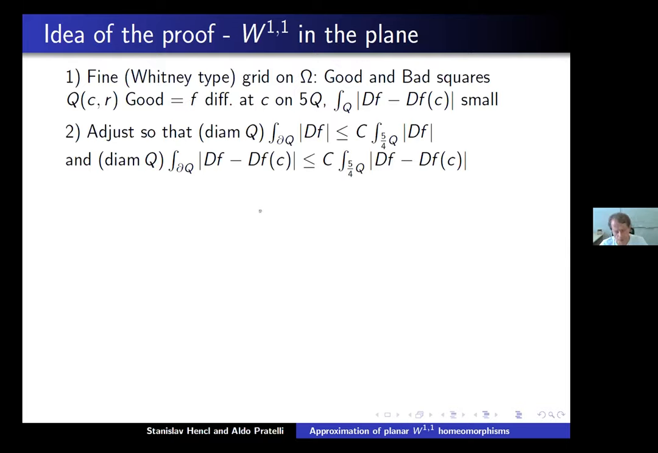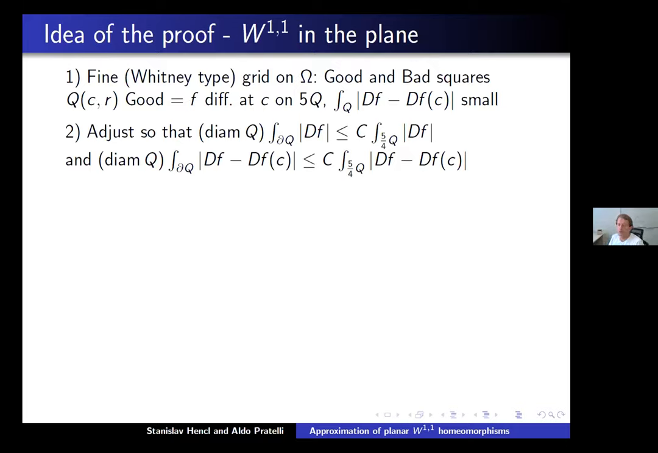So now what we do, we would like to know that the integral over the boundary is, in a certain sense, smaller than the integral over the whole cube. So of course, what we are doing now is slightly enlarging and decreasing the size of the cube. And somewhere the integral over the boundary is smaller than the average.